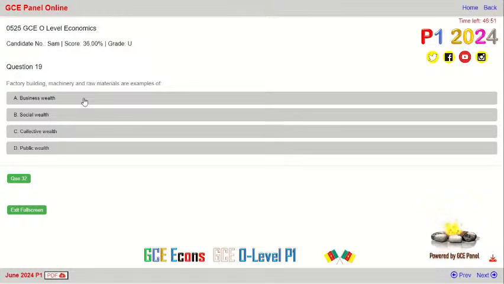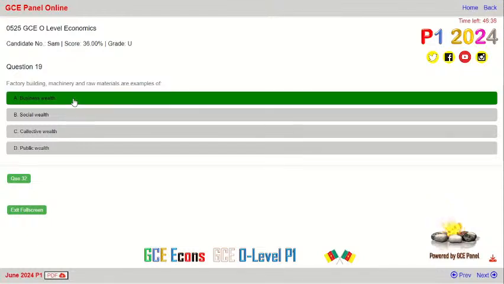Question 19. Factory building, machinery, and raw materials are examples of, of course, these are not social things or collective things. Building, machinery, and raw materials are examples of, these are not public things also. So this is business stuff. So talk about business wealth.